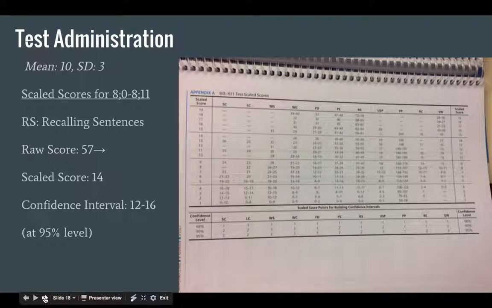So here's an example. After the students had finished the book, the teacher asked them to write a report. And since the client omitted "had," she had 1 point taken off of 3 and resulted in a 2. And so on from 19 and 20. So, the subtest that was administered again was the recalling sentences, and the client had a raw score of 57, which is converted to a scaled score of 14, with a confidence interval of 12 to 16.